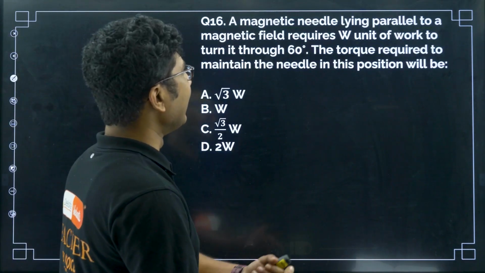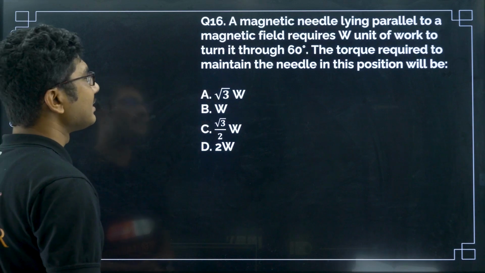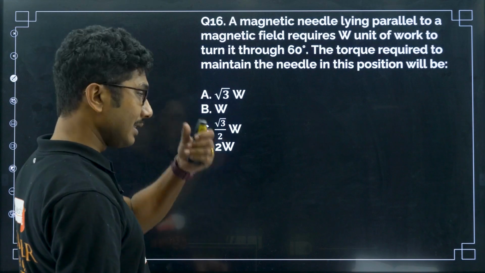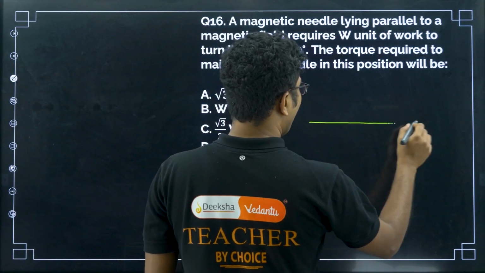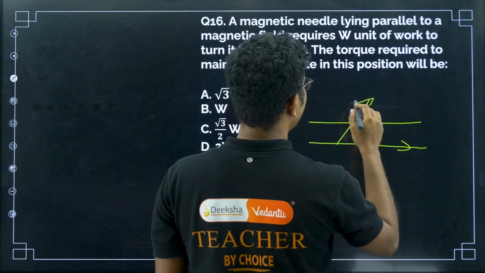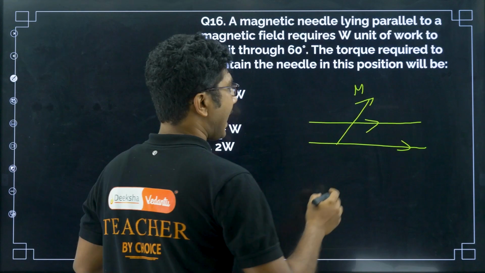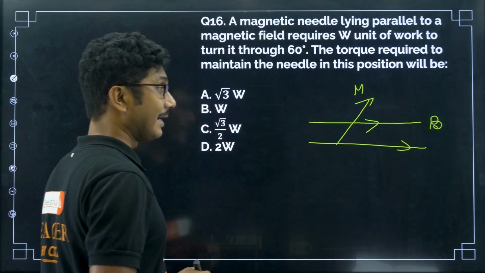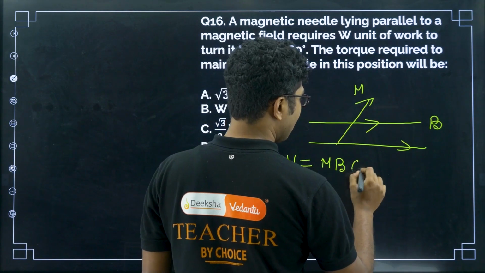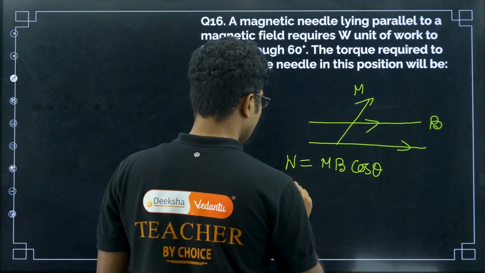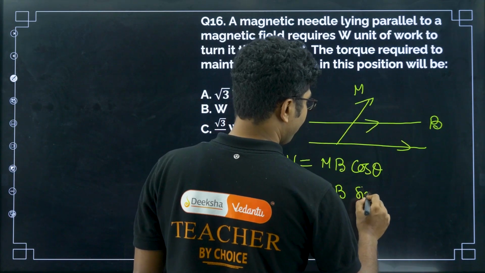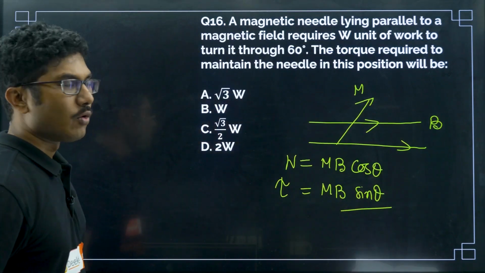Now a magnetic needle lying parallel to a magnetic field requires W unit of work to turn it through 60 degree. The torque required to maintain the needle. Now we know that when there is a magnetic field, suppose the magnetic needle has a magnetic moment M and the magnetic field is B, then work done is given by M dot B, that is MB cos theta, and the torque at some angle is M cross B, that is MB sin theta. So torque is MB sin theta, work done is MB cos theta.